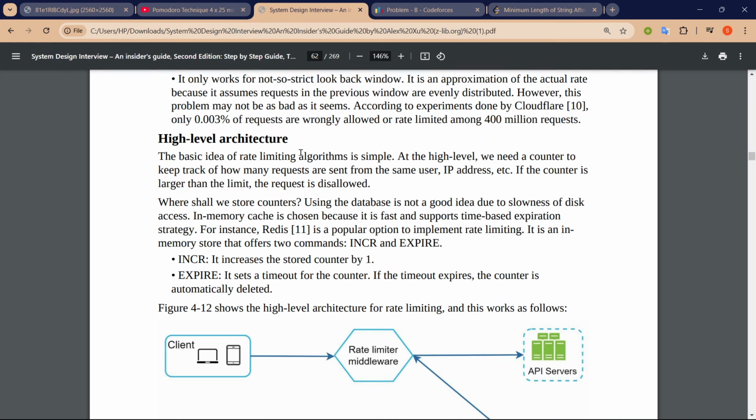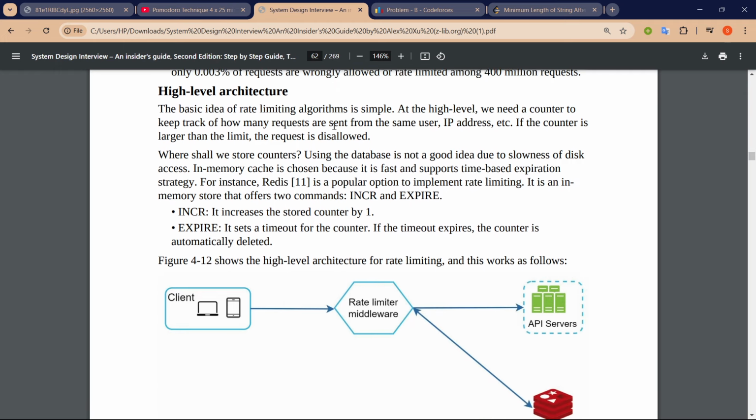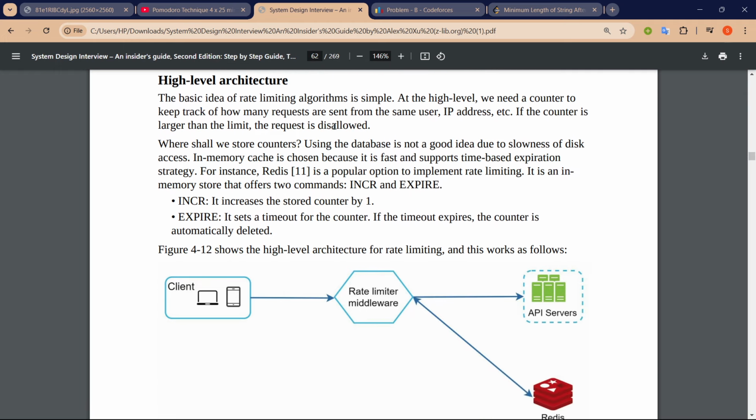I don't know. The basic idea of rate limiting algorithms is simple. At the high level, we need a counter to keep track of how many requests are sent from the same user, IP address, etc. If the counter is larger than the limit, the request is disallowed. Where shall we store counters? Using the database is not a good idea due to slowness of disk access. In-memory cache is chosen because it is fast and supports time-based expiration strategy. For instance, Redis is a popular option to implement rate limiting.